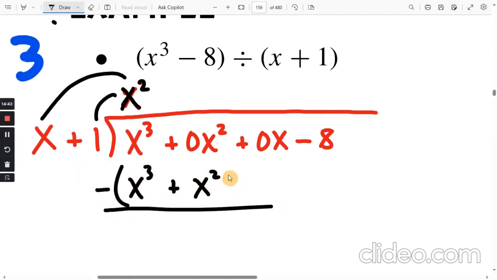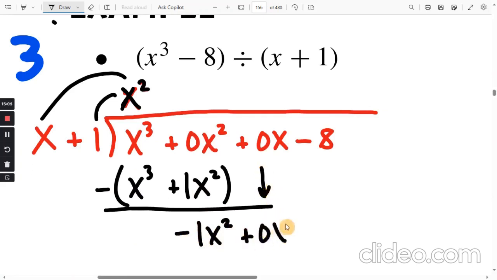Subtracting, use parentheses. X to the third minus x to the third is gone. 0x squared minus 1x squared is going to be negative 1x squared. You need the negative sign, but you don't have to write the 1. Bring down the next term, 0x, and repeat the process.